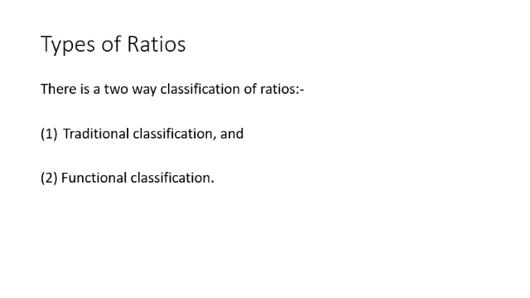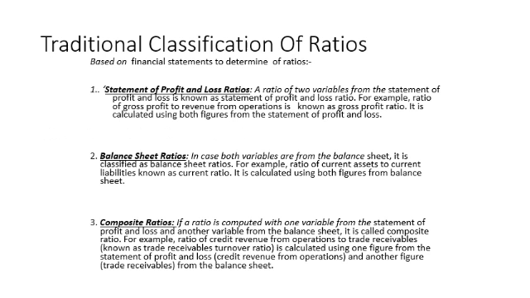Now you may see the types of ratios. The types of ratios can be classified into two categorizations. Number one, traditional classification. Second is functional classification. Now we are moving towards the traditional classification of ratios. We can categorize it into three parts: statement of profit and loss ratio, balance sheet ratios, and composite ratio.